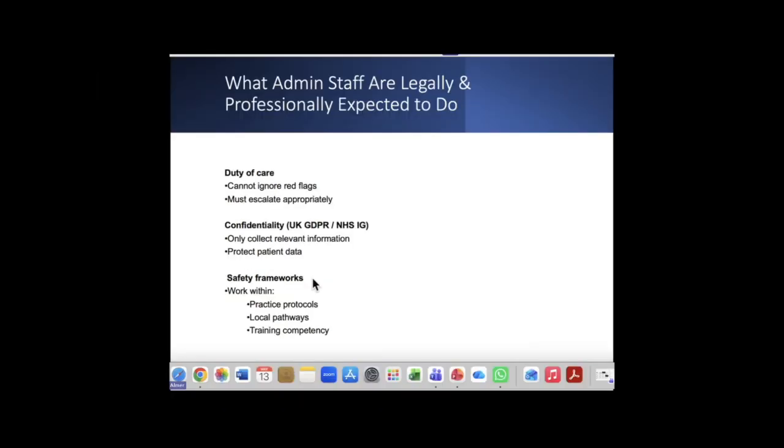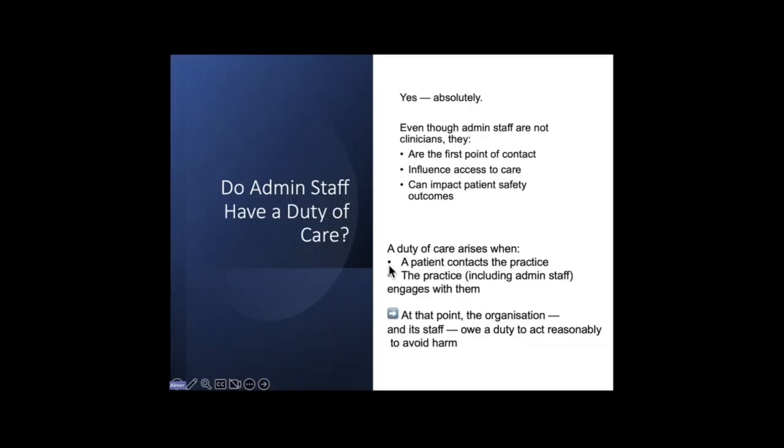I'll tell you a little story about duty, okay? So you have an absolute duty. You're the first point of care. You can influence access. The moment a patient phones us, sends an e-consult to us, that is when your duty starts. Okay, I'll give you an example. I'll give you a little story.